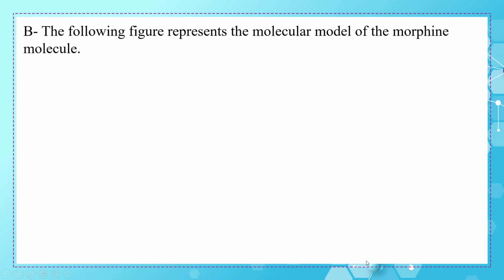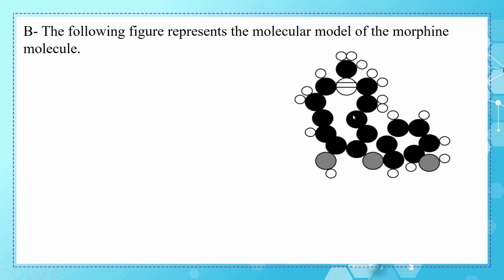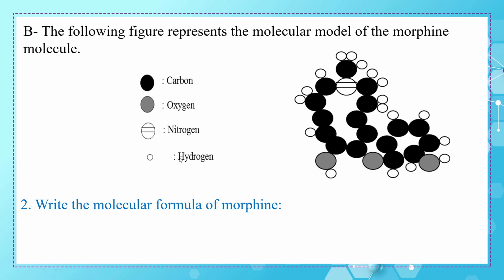Now, part B. The following figure represents the molecular model, not the formula. It is a model, a drawing of the morphine molecule. Here you have the molecular model of morphine. The most important thing is to understand the legend. Black balls represent carbon, gray represent oxygen, the big white ball represents nitrogen, while the small white balls represent hydrogen. Now write the molecular formula of morphine. How can I write it?